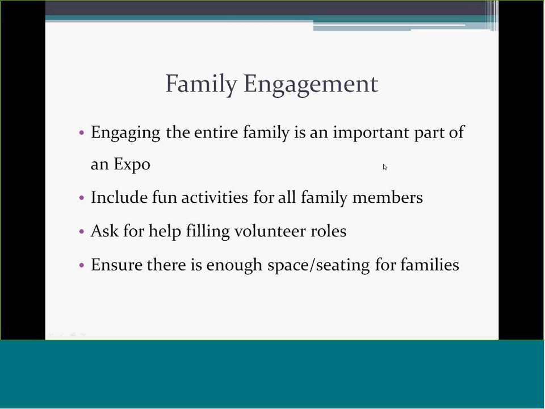Just an extra point in between the steps. Family engagement is a really important part of the expo, because if the families are there participating in these activities together, then it just makes it all that much better. And again, if you get them to fill volunteer roles, just make sure that you have enough space and seating for families, because it gets pretty cumbersome if you don't have the proper space for the amount of people that actually show up.